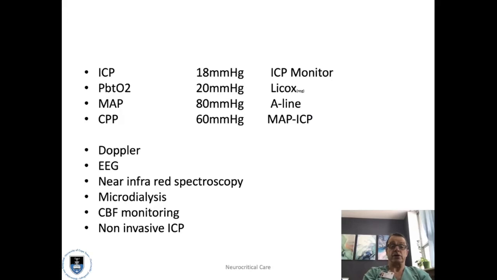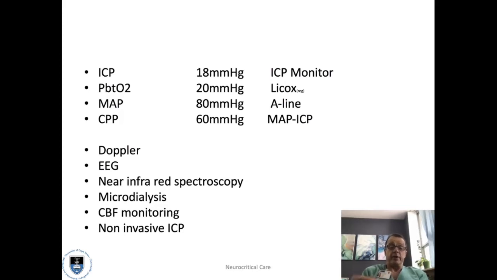If you're going to measure intracranial pressure and partial pressure of oxygen, you invariably also have to measure the mean arterial pressure. In order to do that, you have to have an A line inserted, and we like to have the mean arterial pressure above 80, if we can, depending on the individual. And then obviously the cerebral perfusion pressure is calculated by the mean arterial pressure minus the intracranial pressure. And we like to maintain that above 60.